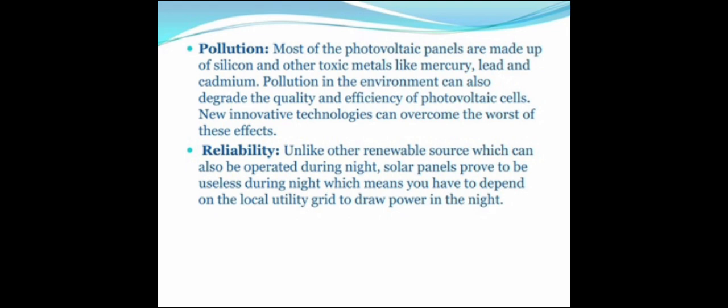Pollution. Most of the photovoltaic panels are made up of silicon and other toxic metals like mercury, lead and cadmium. Pollution in the environment can also degrade the quality and efficiency of photovoltaic cells. New innovative technologies can overcome the worst of these effects.